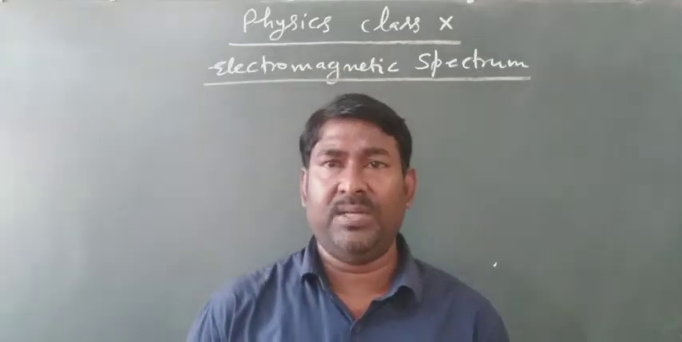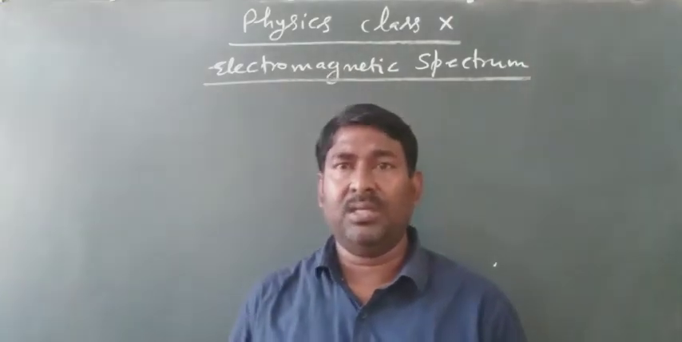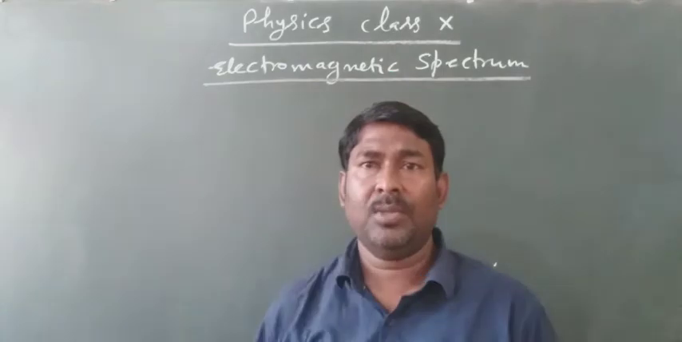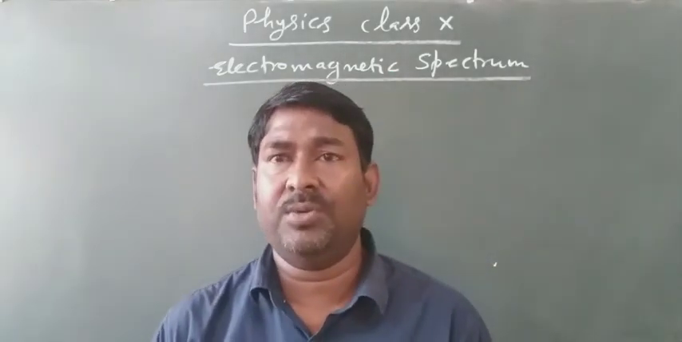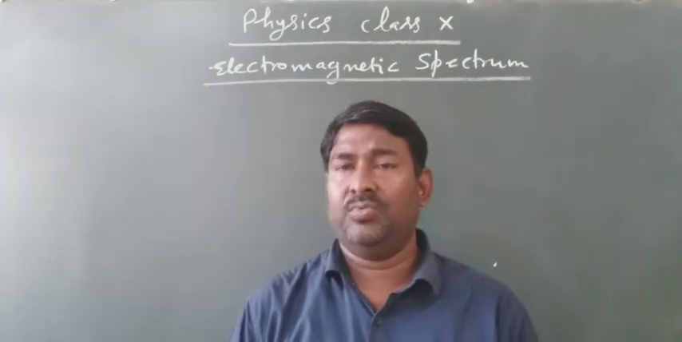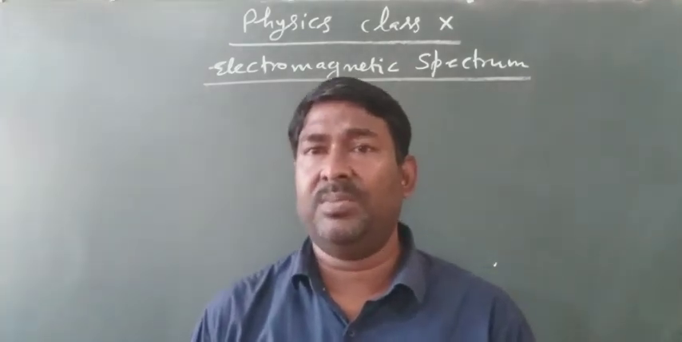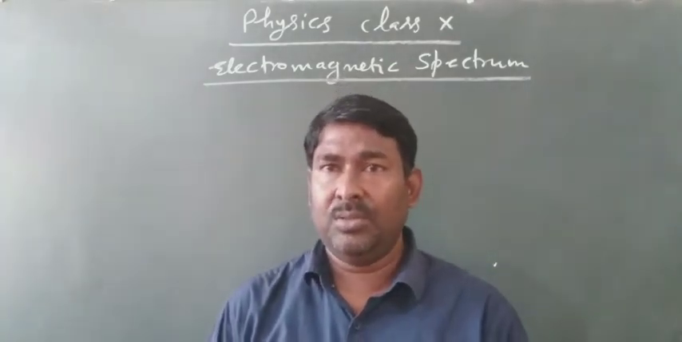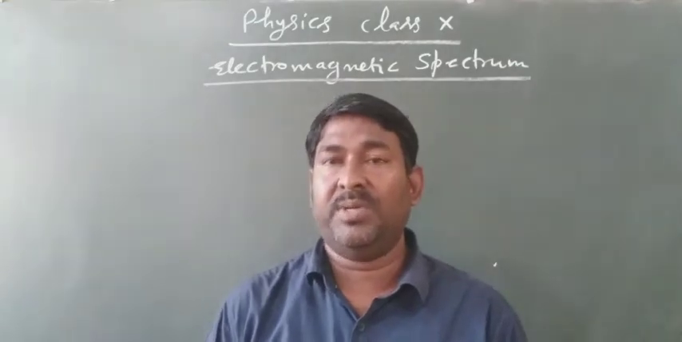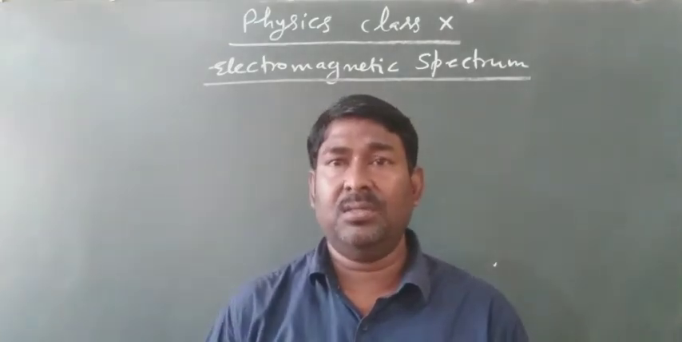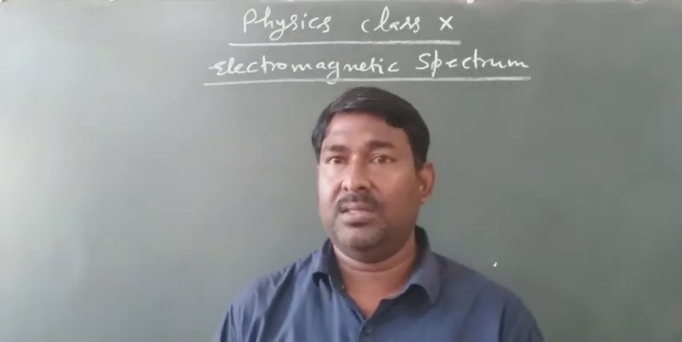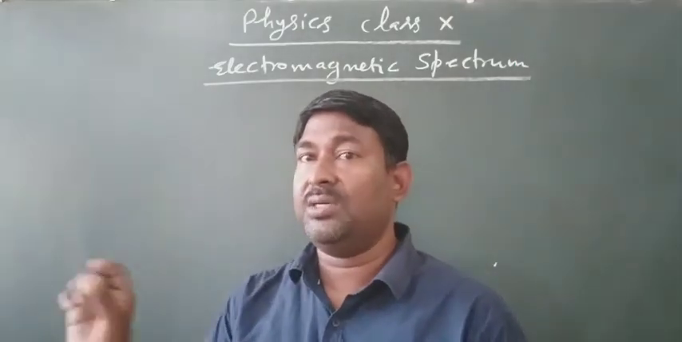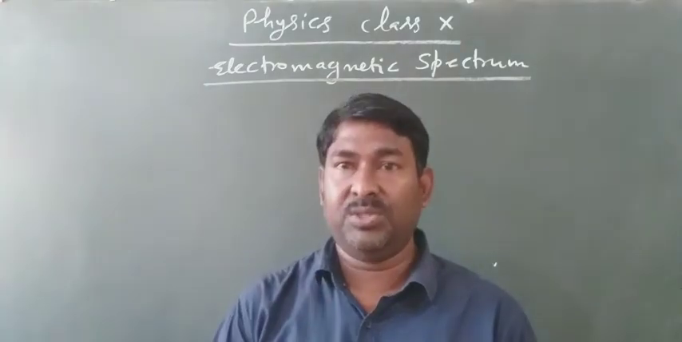Today I am going to explain to you the electromagnetic spectrum. Earlier, in the previous chapter, we saw the phenomenon of dispersion, which was the experiment done by Newton. What was dispersion? Dispersion is the phenomenon of splitting of white light into its constituent colors by a prism.